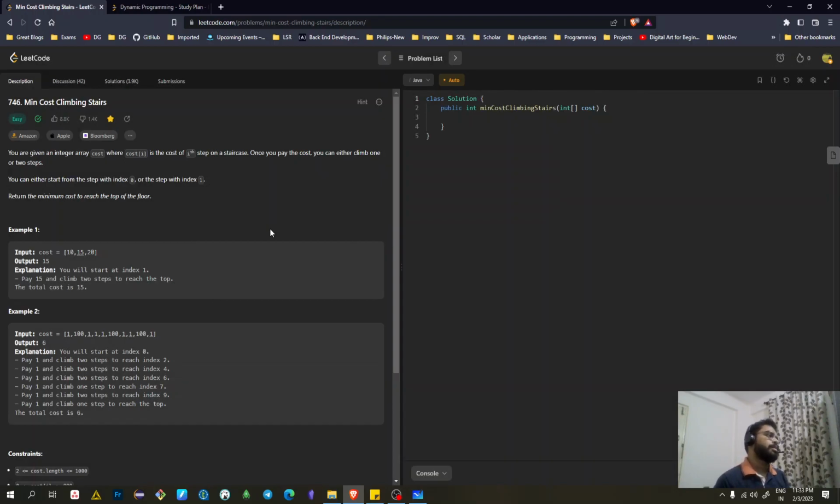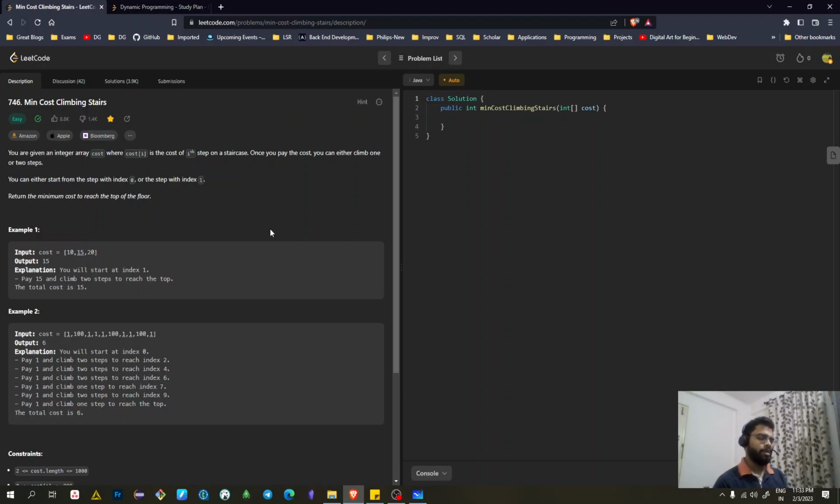So the problem states that you are given a cost array where cost i is the cost of the ith step on a staircase. You're trying to climb to the top of a staircase, and for every step that you take, you will have to find the cost of that step and add it to your total cost. Once you pay the cost, you can either climb one or two steps. So if you are at cost i, you can either go to cost i plus 1 or cost i plus 2. You can either start from the step with index 0 or 1.